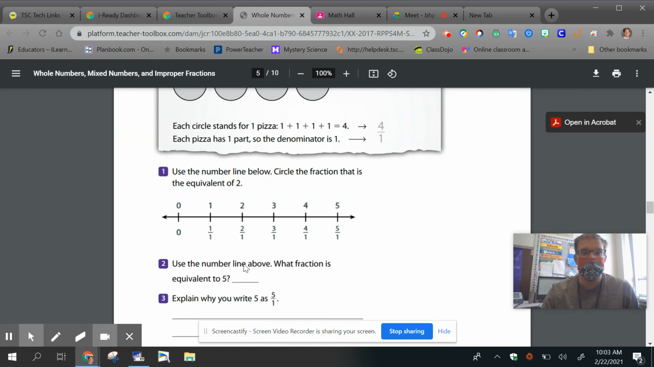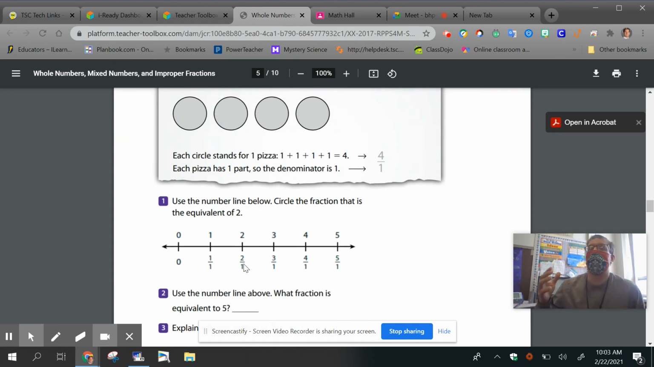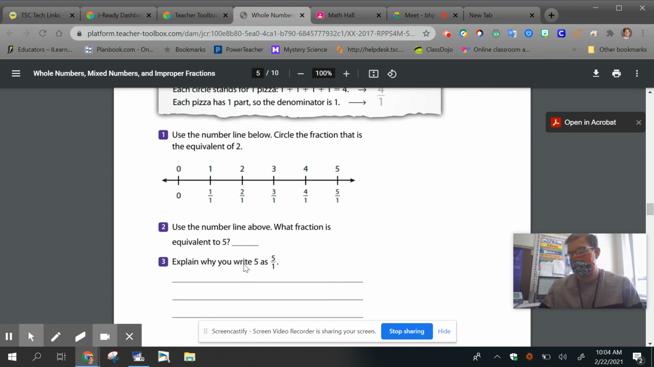All right. So remember, the whole lesson was to make a whole number a fraction, put that number over 1. Okay, put the number over 1. So use the number line below, circle the fraction.